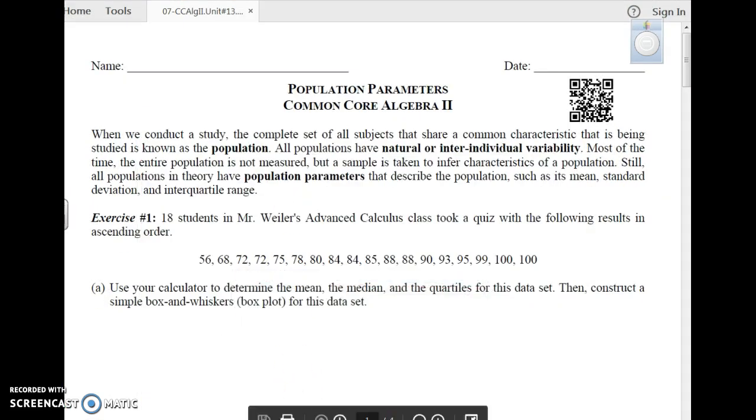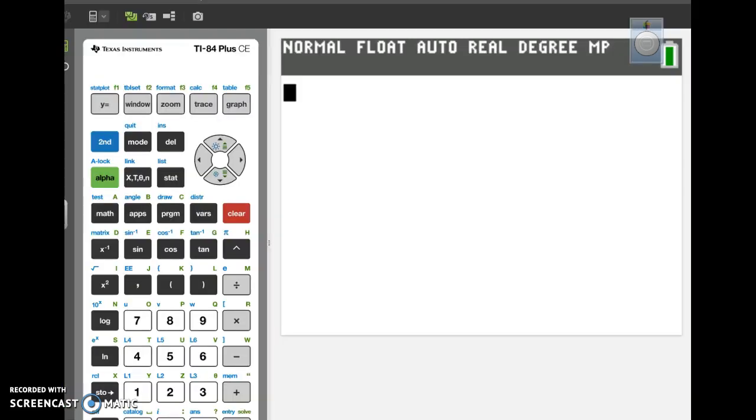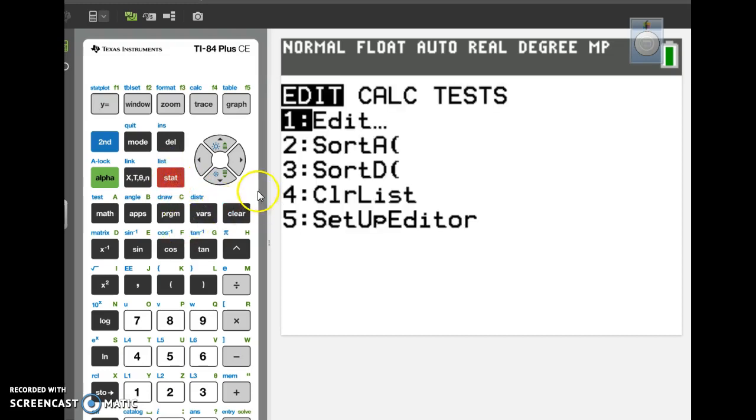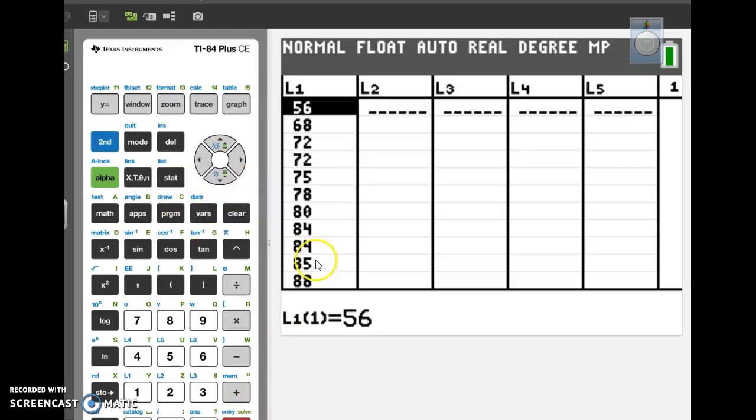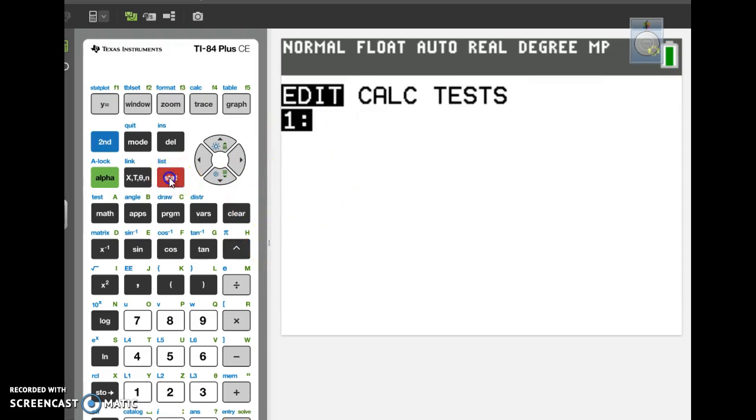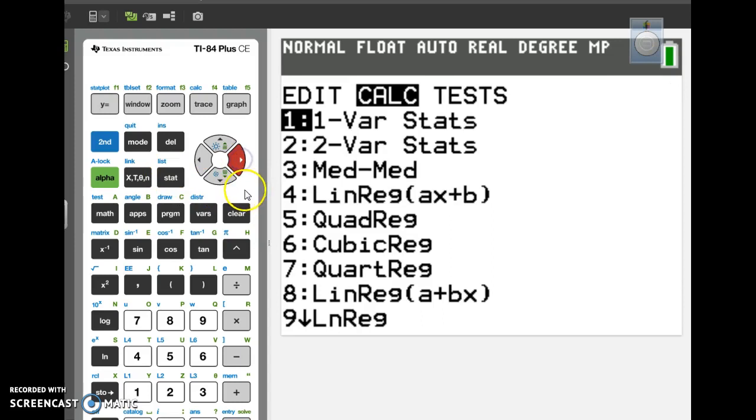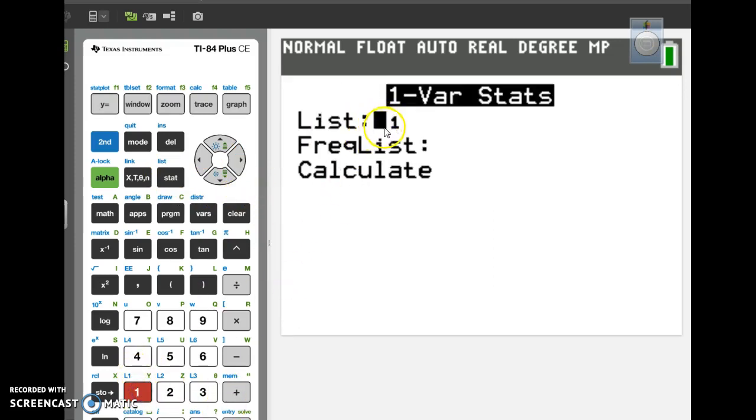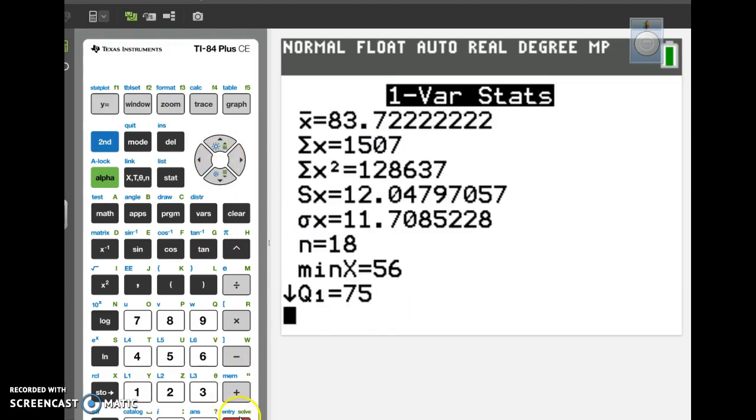Let me grab my calculator. All right, so all you have to do is press Stat, Edit, and then you just enter your data in L1. We've done this 100 times. I've already put the data in there. Okay, so once you've got the data in there, you press Stat, Calc, number 1 Var Stats, and then we make sure where your data is. This is in list 1, and just go down to Calculate.